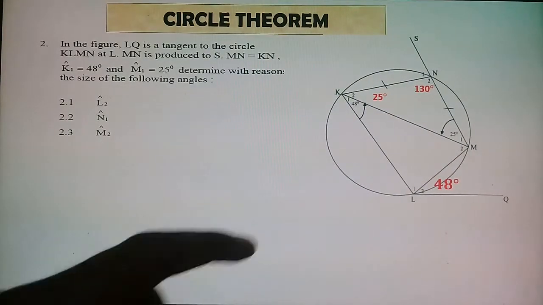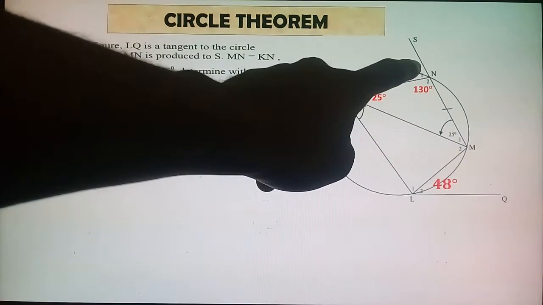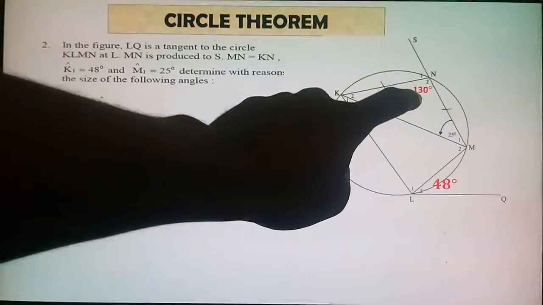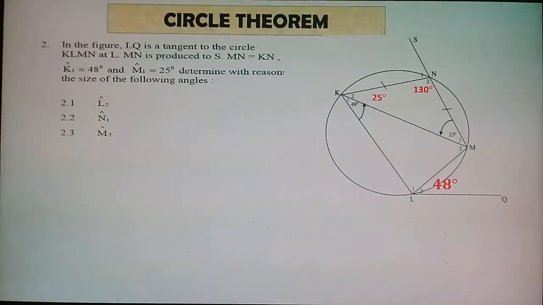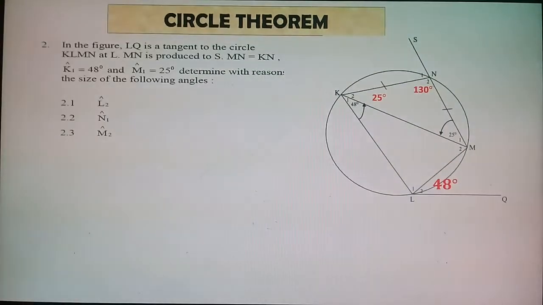Can you see now, I have N2 equal to 130. And N1 and N2 are on a straight line, so if I add N2 plus N1, I get 180 degrees, because they are on a straight line. Wow, how nice is mathematics. So how can I get N1? I can say 180 degrees minus that 130, and I get N1 equal to 50 degrees.